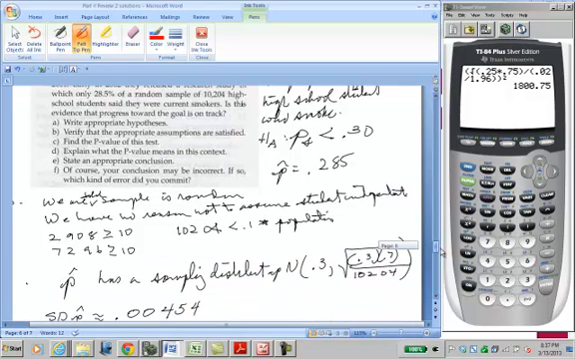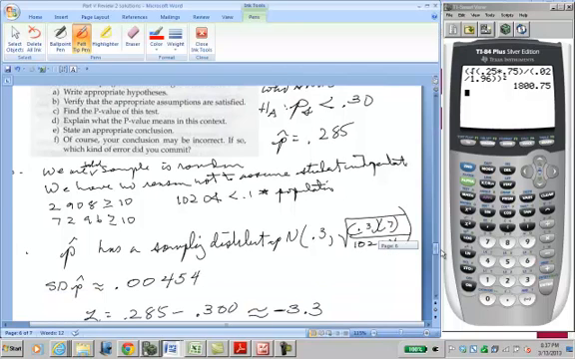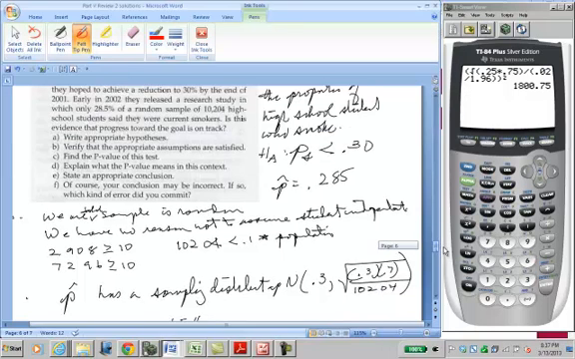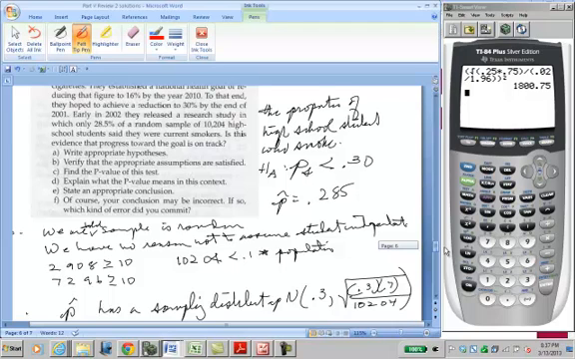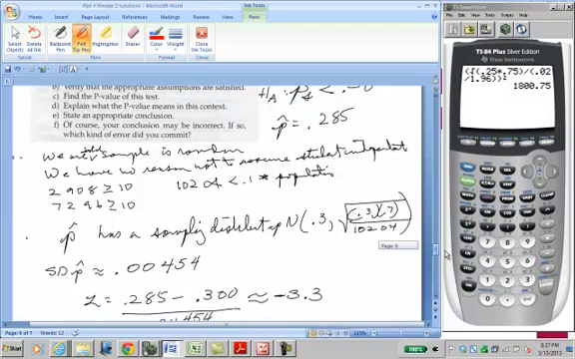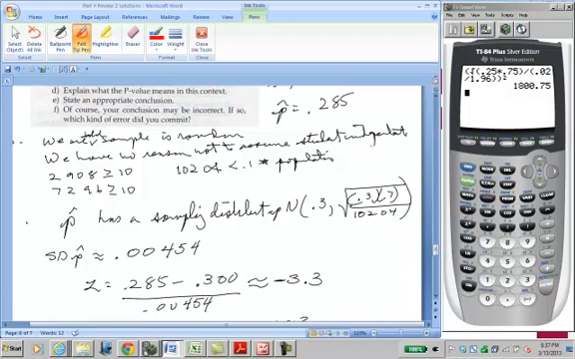We have no reason not to assume independence. 2908, that's np, is greater than or equal to 10. 7296 is greater than or equal to 10. 10204 is less than 0.1 times the population. So p-hat has a sampling distribution of approximately normal, with 0.3 as the mean, and the standard deviation of square root of 0.3 times 0.7 over 10204. Standard deviation of p-hat is approximately equal to 0.00454.